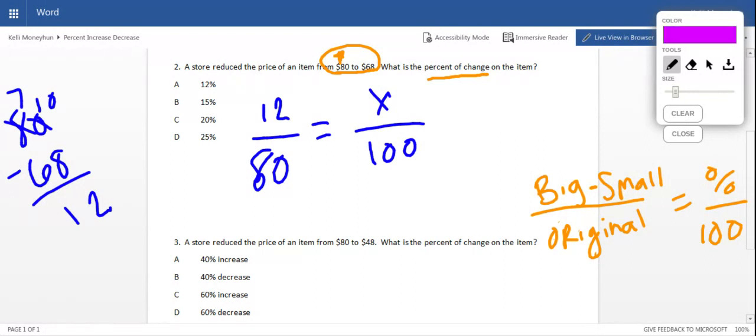All right, you guys should be able to solve this proportion. So go ahead and multiply across and then divide.